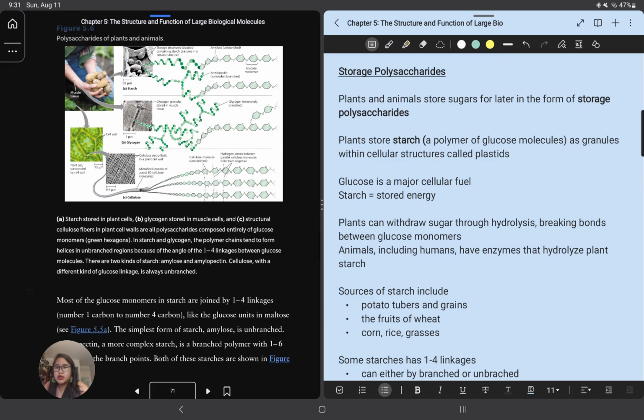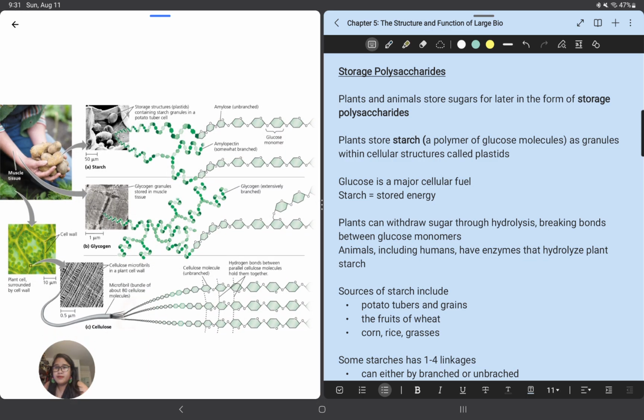We're just going to take a quick look. So we see A, starch. Storage structures, plastids containing starch granules in a potato tuber cell. So this is it, and this is what it looks like. So we have amylose, which looks like this. It has the glucose monomers. And we have amylopectin, which is somewhat branched. I'm not sure if this is amylopectin. Okay, let's go back.